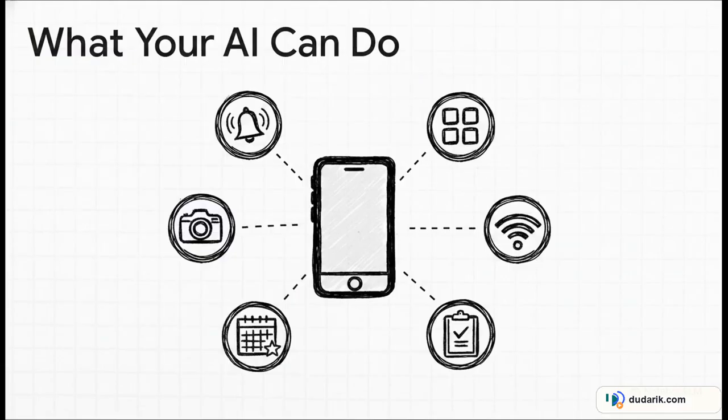So what kind of stuff are we talking about? Well, with your permission, it can do a ton. It can read your notifications out loud. It can snap a picture with the camera. It can pull up your contacts or check your calendar. It can launch other apps for you. It can copy something from your clipboard or even check your Wi-Fi status. This is about turning that AI from a fun novelty into a genuinely useful tool.